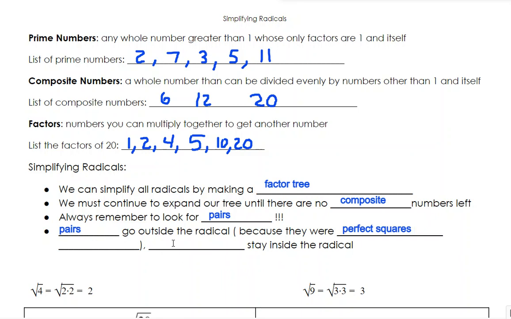And non-pairs are going to stay inside the radical, right? And you'll see what I mean by that in a second, all right? So we're going to make factor trees, and we're going to keep factoring until there's no more composite numbers. And we're going to look for pairs. And those pairs we can pull outside the radical. Anything that does not have a pair is going to stay under the radical. All right, let's see what I mean by that.